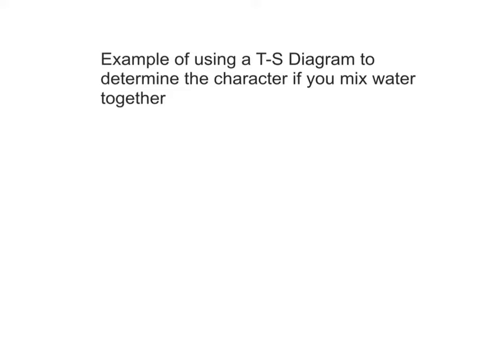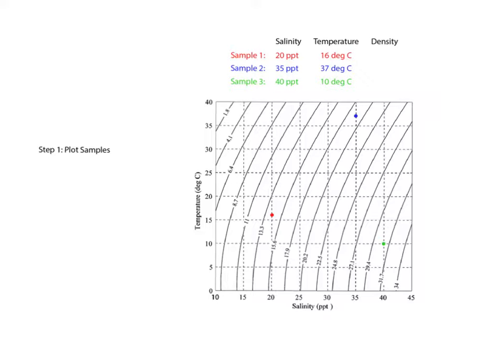Okay, so here's an example to help you study for the final exam of using a TS diagram, which is a temperature salinity diagram, to determine the character of a new water sample if you mix 2 or 3 different water samples together. Okay, so we're going to go ahead and get started with the example.